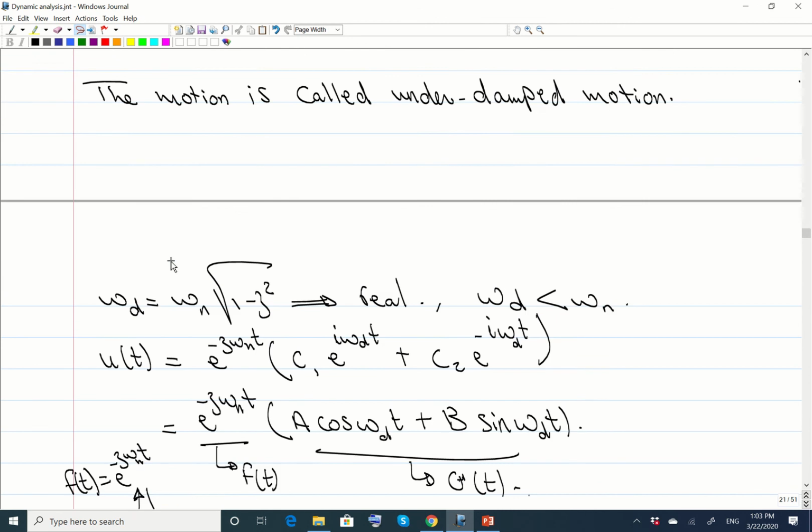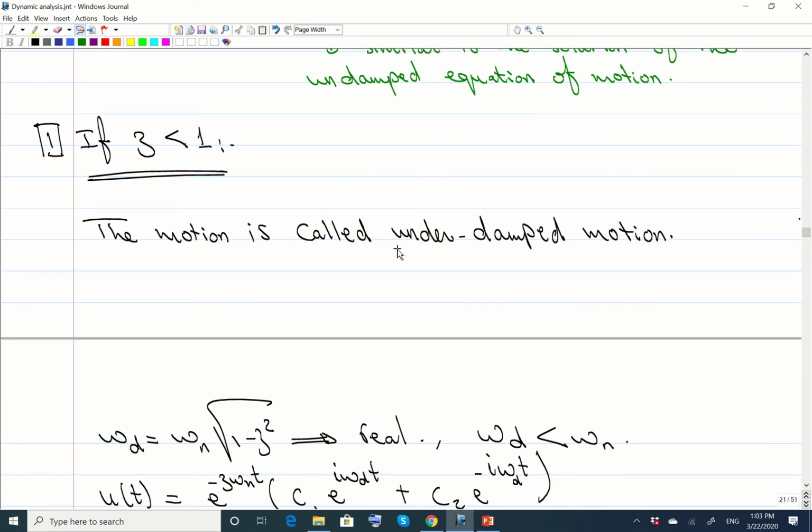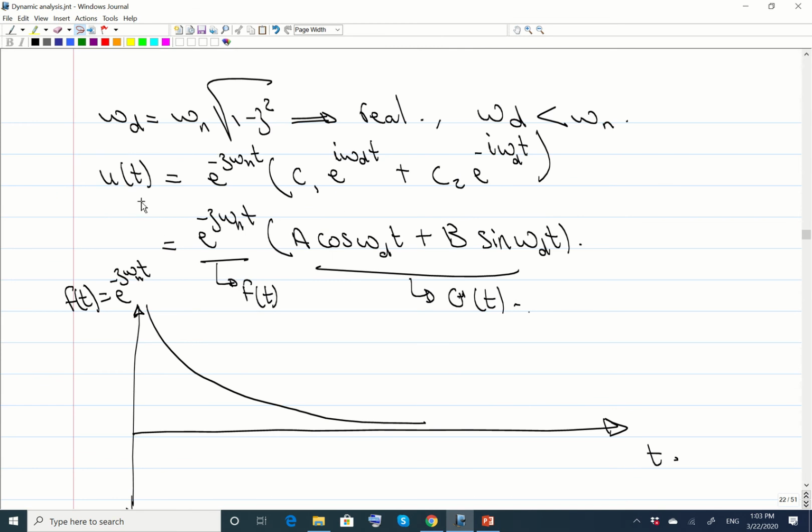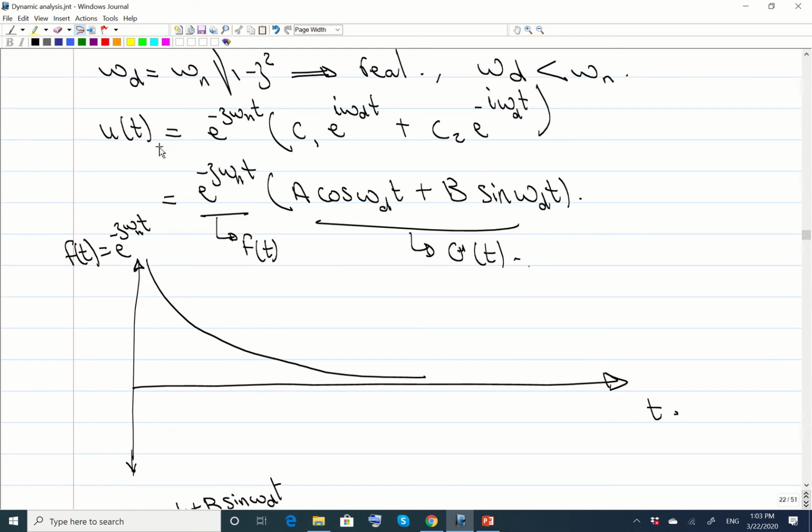Okay, if zeta is less than 1, we call this underdamped motion. So if zeta is less than 1 for underdamped motion, the displacement will be the multiplication of those two functions. Let's plot those two functions separately. The first one, u of t, is e power negative zeta omega n t.